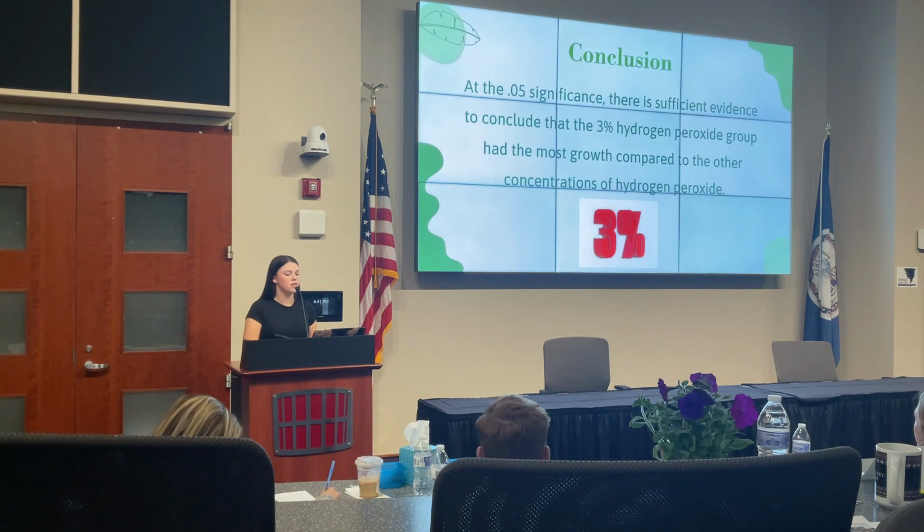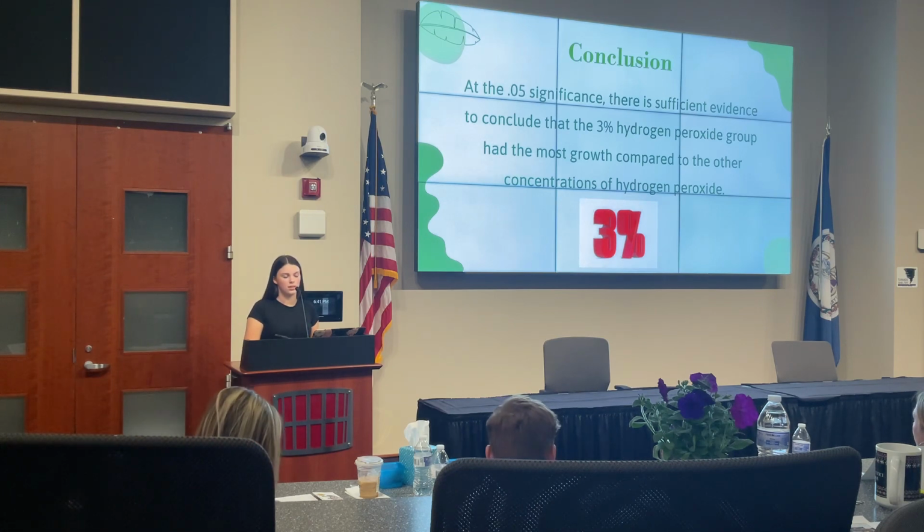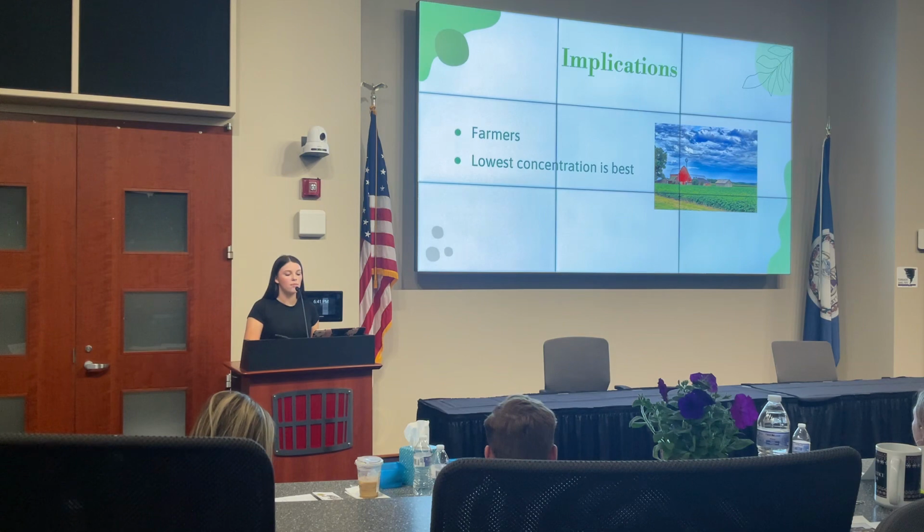According to the significance level of 0.05, there is substantial evidence to conclude that the 3% hydrogen peroxide had the most effect on tomato seeds compared to the other concentrations of hydrogen peroxide. My results concluded that the 3% concentration actually had the greatest effect.